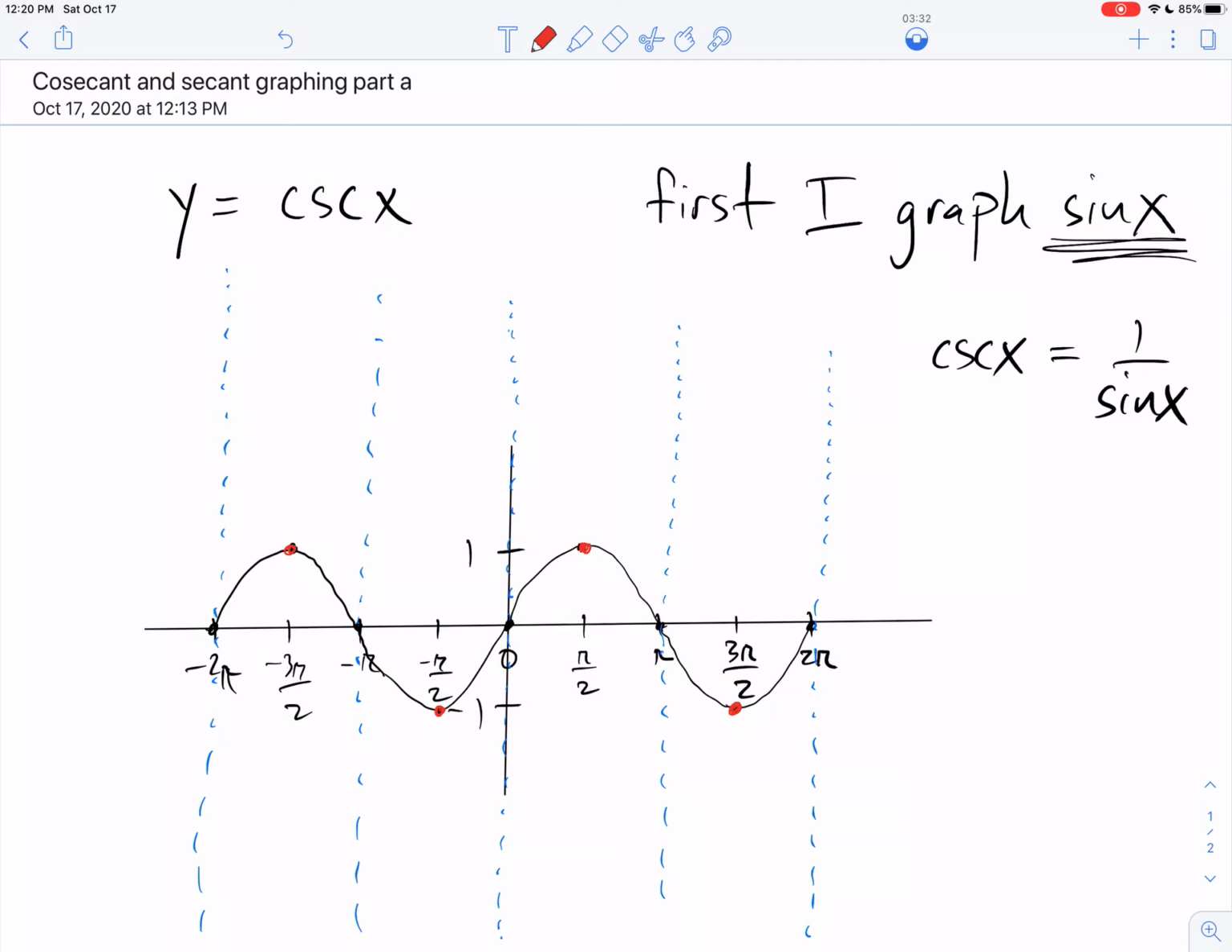See, if sine is equal to 1, right here, well, what's the reciprocal of 1? It's 1, so cosecant's equal to 1. When sine is equal to -1, well, cosecant's equal to -1. The reciprocal of -1 is -1. Now, I'm going to get rid of those arrows, get them out of my way, because they're going to be in my way when I graph my cosecant.